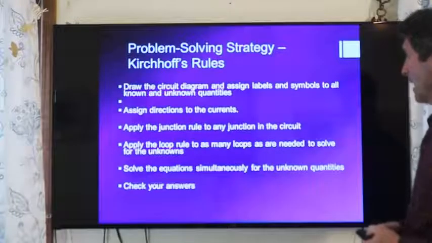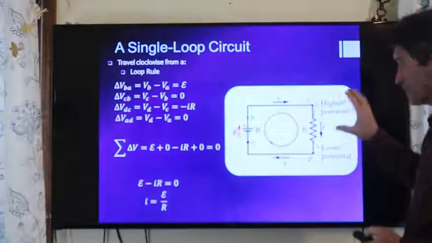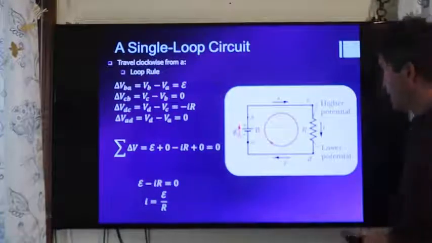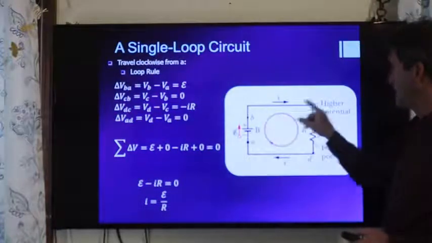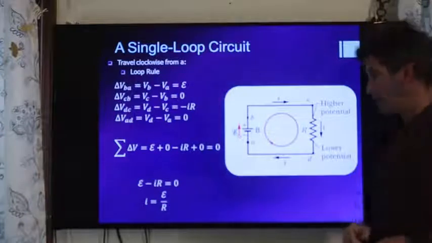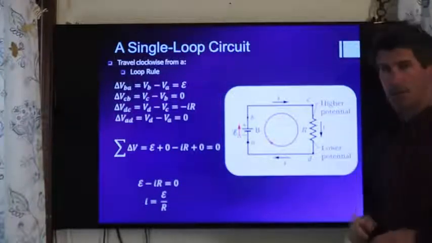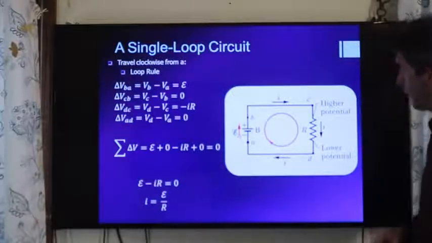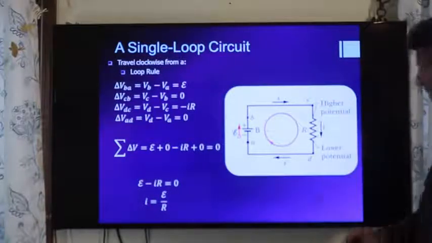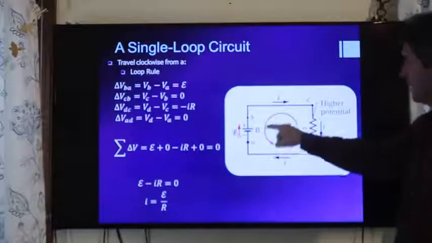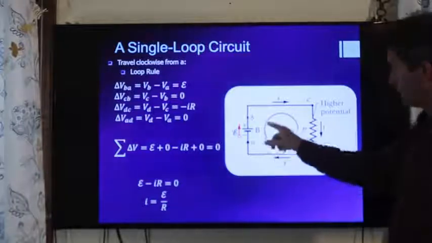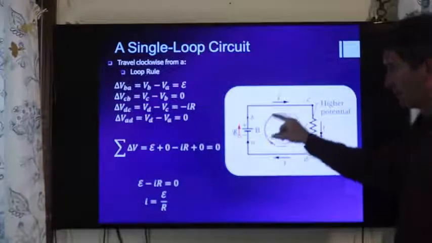Let's take a look at an example of a single loop. Okay, we have A, B, C, and D, which are different points. A and B go across the EMF. C and D go across the resistor. Now, I can choose two different loops here. I can have a loop that goes clockwise, or I can have a loop that goes counterclockwise.